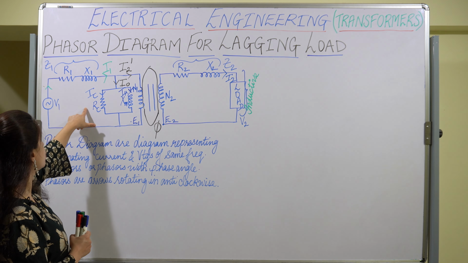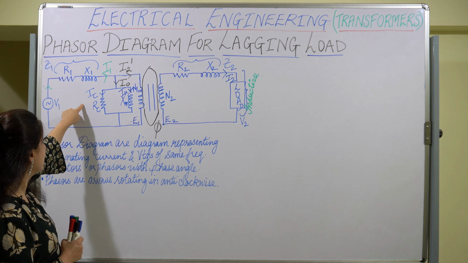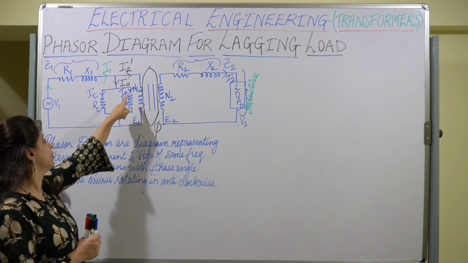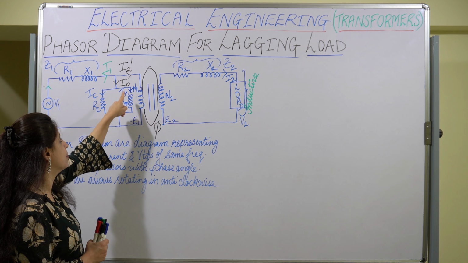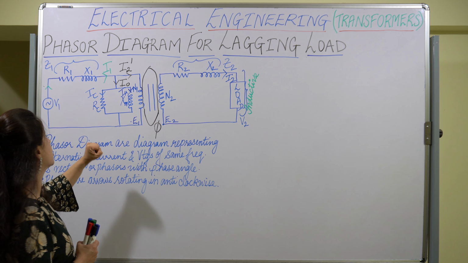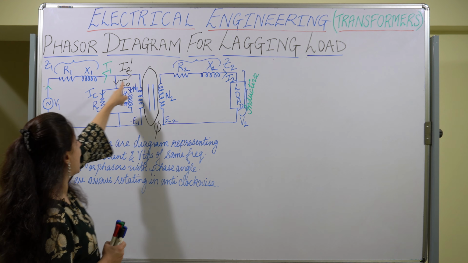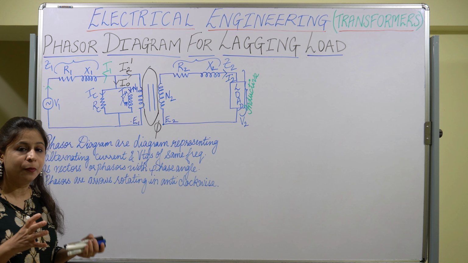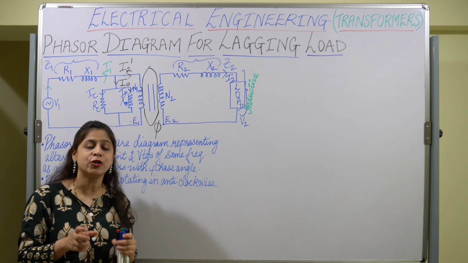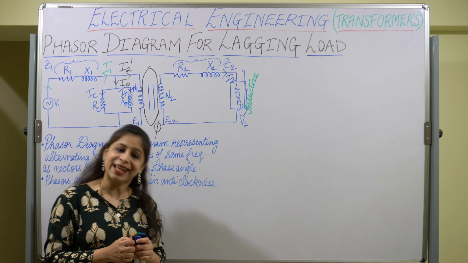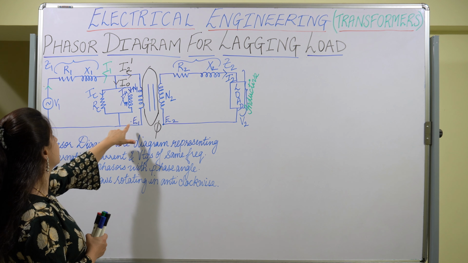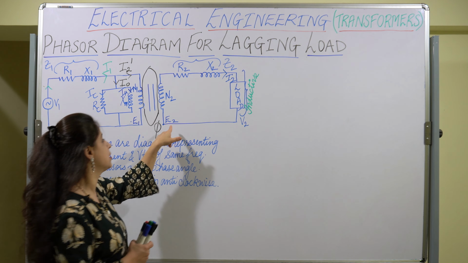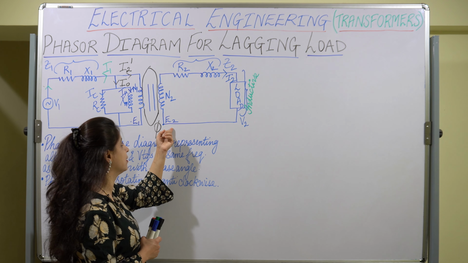This is the current IC, or the working component of the no load current, or the core loss component, and this is the magnetizing component. Then this current is I2 dash. I2 dash is the current which is responsible for nullifying the effect of the flux created by the secondary current. Then this is the induced EMF E1 at the primary side, and this is the induced EMF E2 at the secondary side.